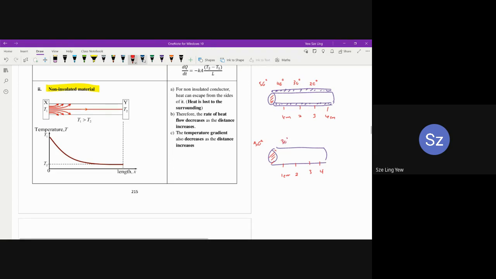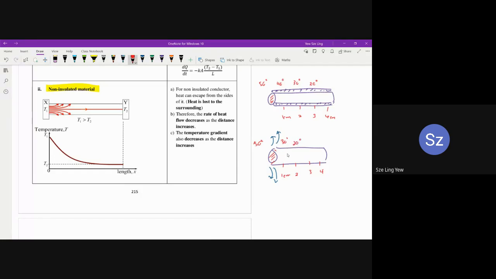Why? Because some of the heat, some of the energy, is being transferred to the molecules outside the rod. It is being transferred to the air molecules outside it, so you can feel the heat around the metal rod. Therefore, the temperature decreased much faster compared to the one above. Now it's 30 degrees. For another 1 cm, maybe the temperature loss is 10 degrees.